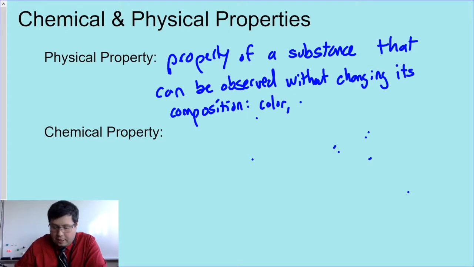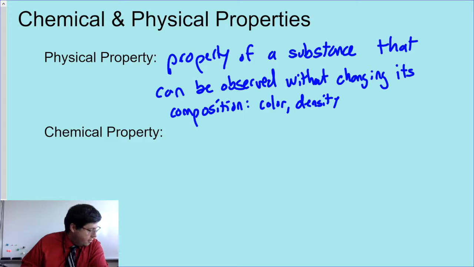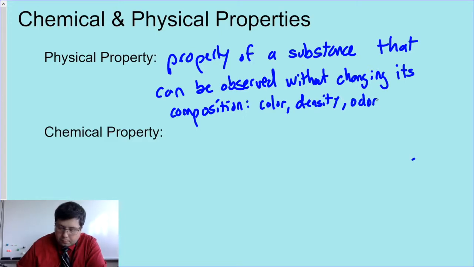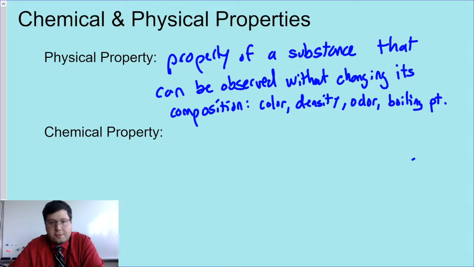Density would be another one. We can measure the density of an object without changing its properties. And so density is a physical property as well. Some other common ones that you're going to find are odor, boiling point, and melting point. Anything that involves observing a chemical but not changing whatever that substance is.